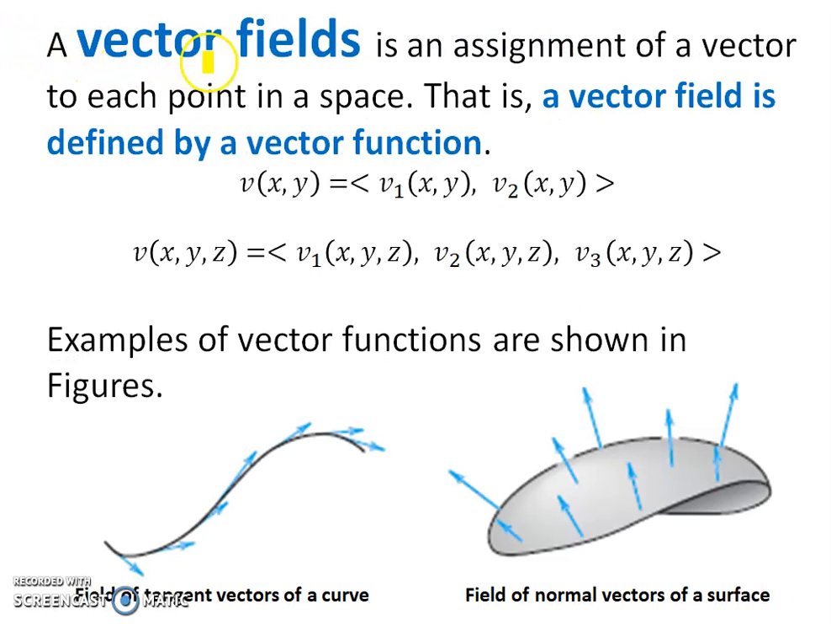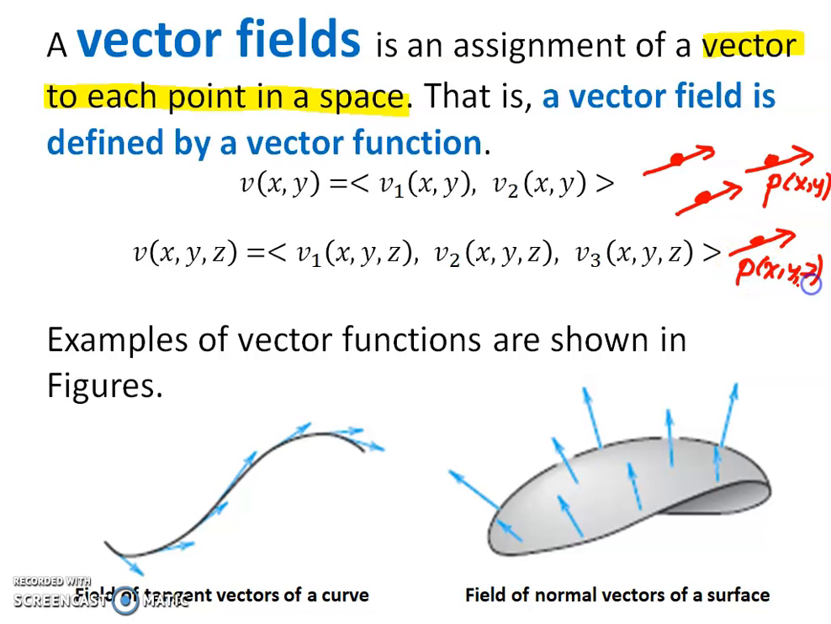And now vector fields. A vector field is an assignment of a vector to each point in a space. That means we can assign a vector to each point in our space. If our space is 2-dimensional or 3-dimensional, for each point we can assign a vector. Maybe it is x and y, a 2-dimensional space, and maybe it is x, y, z, that means 3 dimensions. So this is a vector field which is 2-dimensional, and this is a vector field which is 3-dimensional.